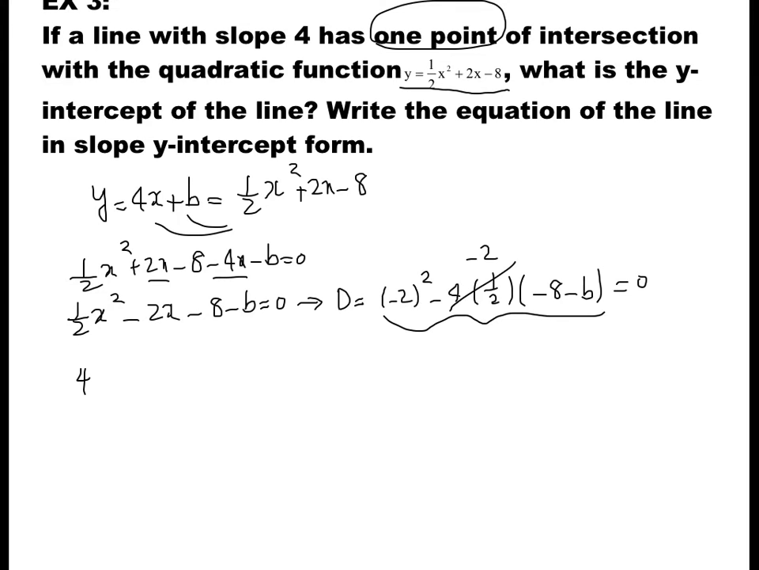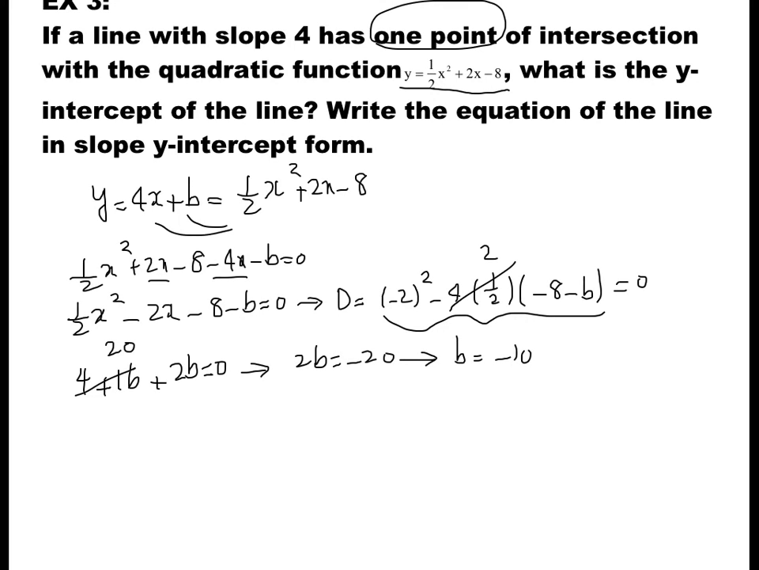Now I'm going to erase this negative here so you won't get confused. So negative 2 times negative 8 gives me plus 16. Negative 2 times negative b gives me plus 2b is equal to 0. 4 plus 16 gives me 20. If I move 20 to the right, I get 2b is negative 20, or b is negative 10.